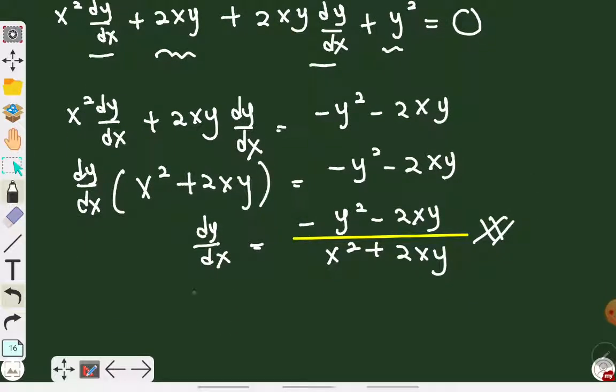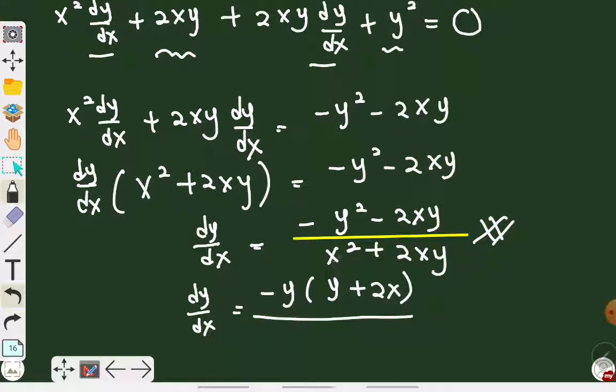So let's factorize this. We have that dy/dx equals negative y times (y plus 2x) divided by x squared plus 2xy. So this can be factored for x. So you have that this is equal to x times (x plus 2y). Okay, done.